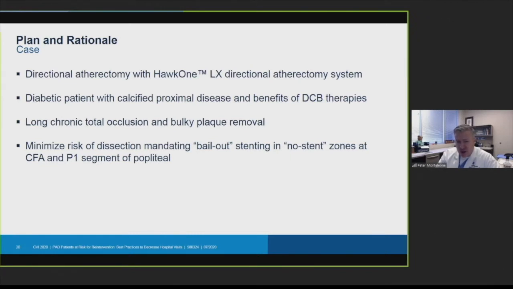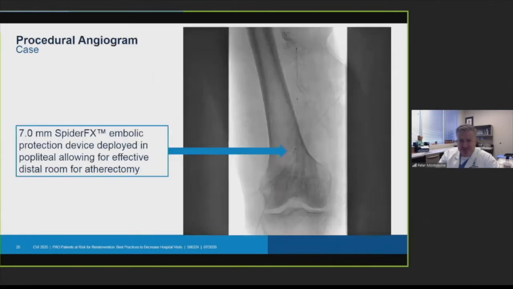We were treating a long chronic total occlusion. We aimed for bulky plaque removal. And in addition to accruing these benefits, we were also particularly thoughtful about the territories that we were working. So we wanted to minimize risks of bailout stenting in classic no stent zones in the common femoral as well as the popliteal, thus allowing us to apply drug-coated therapies with decreased risk of dissection. And so towards that end, from an operational efficiency standpoint, we deployed a 7.0 Spider embolic protection device.